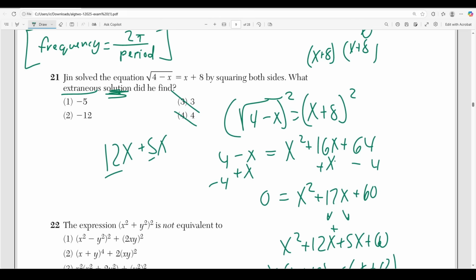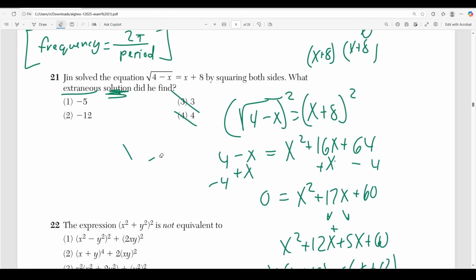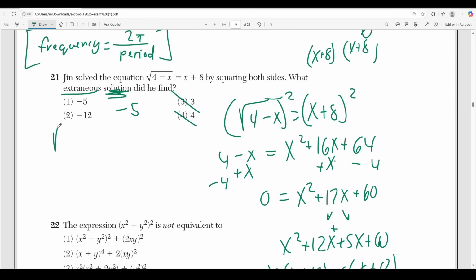So which one of these choices gives you something that doesn't make sense? Well, you can always just plug them back in, which is actually how you check for extraneous solutions. So one of our solutions was negative 5. So let's check if negative 5 makes everything true. If we take the square root of 4 minus negative 5, is that equal to negative 5 plus 8? Well, the square root of 4 minus negative 5 is the square root of 9, which is equal to negative 5 plus 8, which is 3. Yeah, the square root of 9 is 3. This is good. So my extraneous solution has to be negative 12.